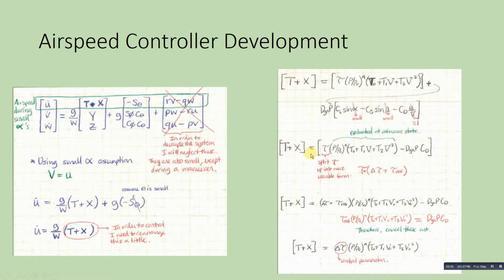Now I need to split tau up into a more usable form, so I'm going to have a delta tau plus tau ref. Tau ref is at my trim condition, which is going to basically cancel out my trim drag. So those two, tau ref and my trim drag with all this stuff, cancel each other out. So now I'm left with delta tau, which is my input to the airspeed controller system.